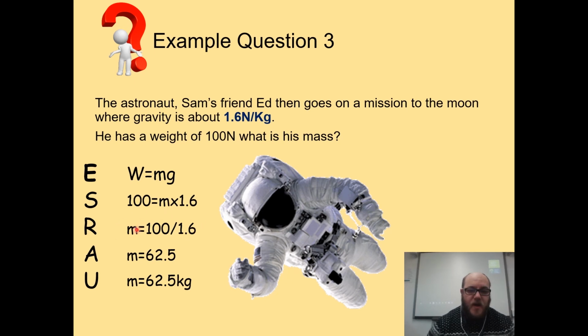I'm going to do a video on rearranging equations and different ways of doing it. You can do it algebraically or substituting the numbers in first. Some students find this much easier because they can see where the unknowns are. So now we've got mass equals 100 divided by 1.6. Mass equals 62.5. It's a mass, so it's 62.5 kilograms.